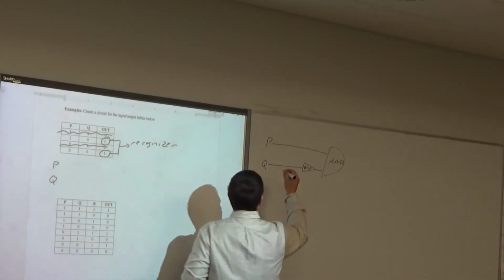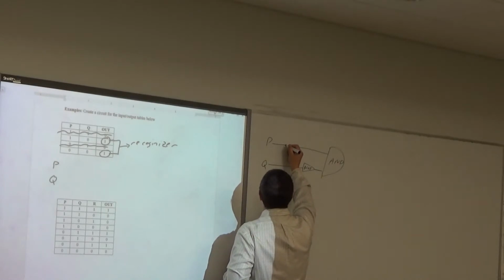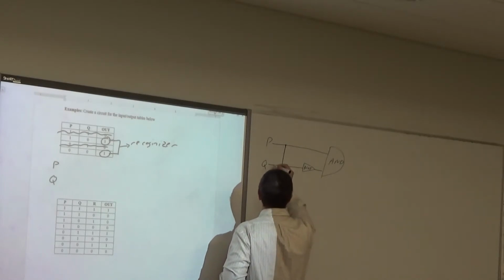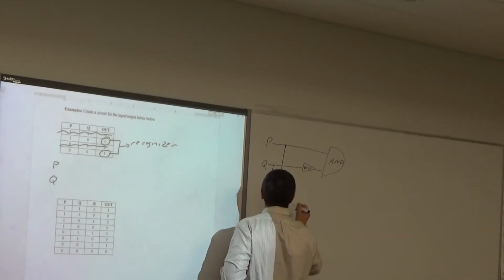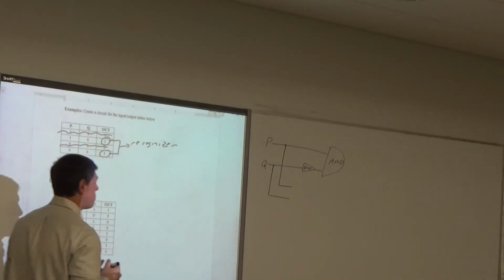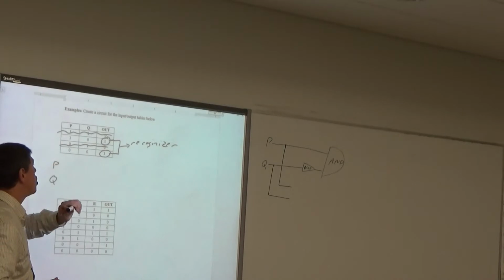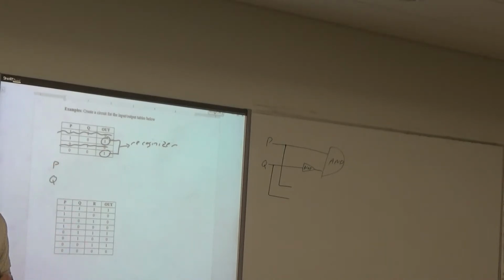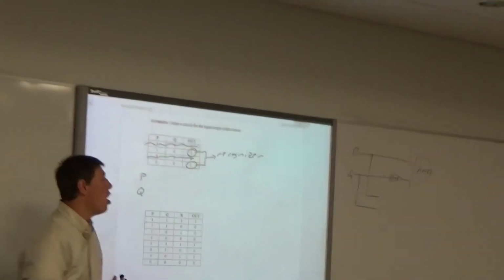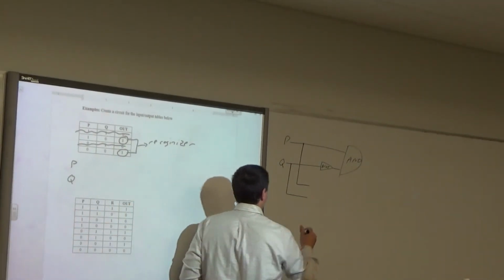Okay? All I'm going to do is I'm going to branch off of this. So here's my P. Here's my Q. Okay. Notice that both P and Q are 0s. So there's 2 different ways I could build this. Okay? One way is I could just put a not on both of these.